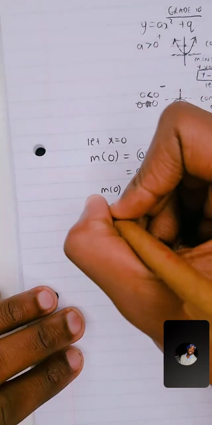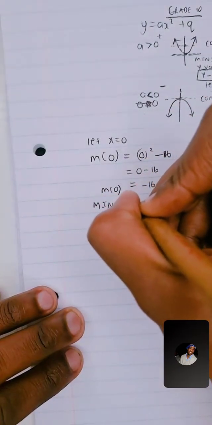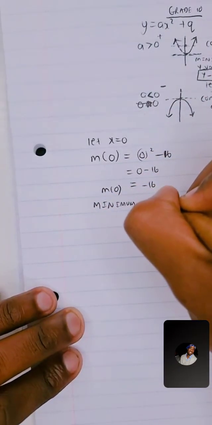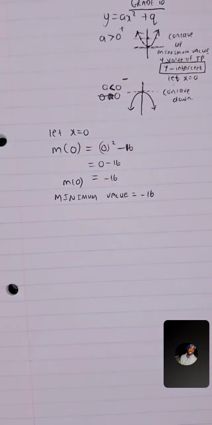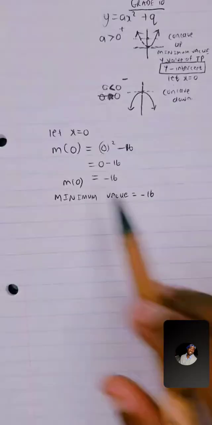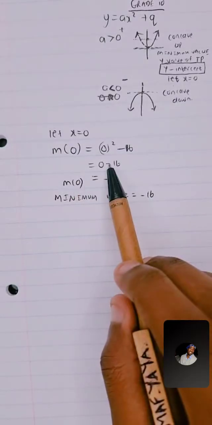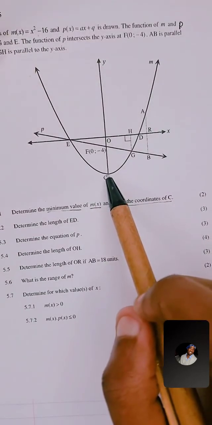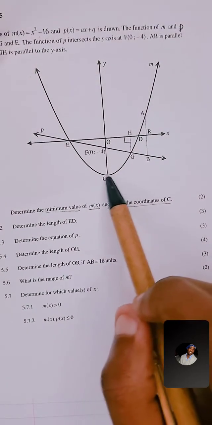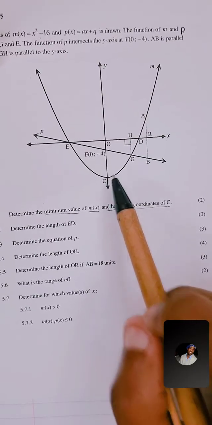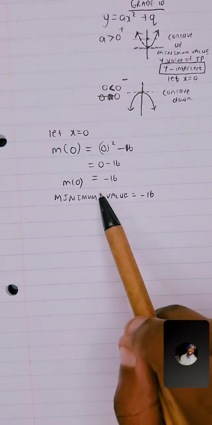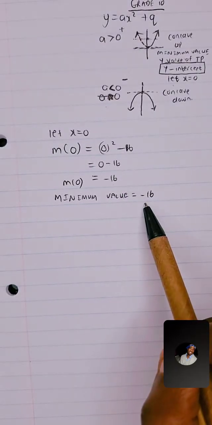So we can then say the minimum value is equal to negative 16. That's where we can first start, because they wanted us to determine the minimum value of m of x. So by letting x be equal to 0, that allows us to then identify the lowest y value that this function does reach, which is at this point the y-intercept. So there it is. Minimum value is equal to negative 16.